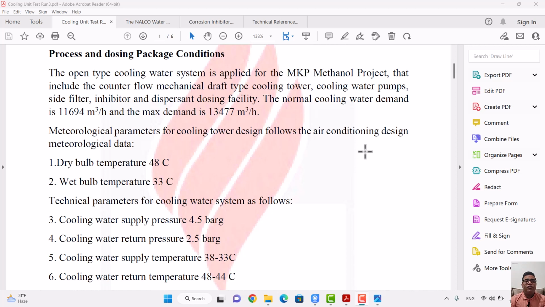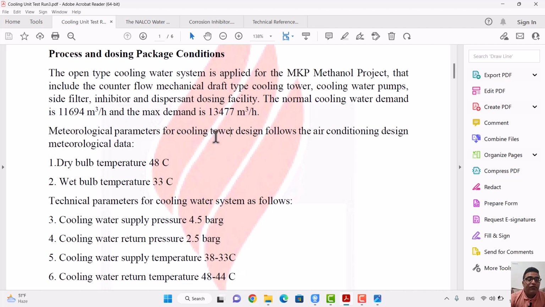And of course, I prepared these documents to provide some information about the cooling water systems. During the preparation of these documents, I gathered good information, and I think it would be greatly useful if you review this document. The open-type cooling water system is applied for the MECO methanol project that includes the counter-flow mechanical draft type cooling tower, cooling water pumps, side filter, and inhibitor and dispersant dosing facility. The normal cooling water demand is this amount, and the max demand is this amount.